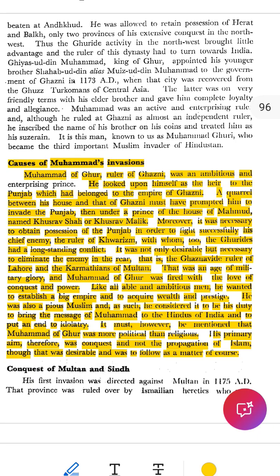A businessman doesn't want just one shop. He wants to open branches everywhere to become the biggest name in the market. Similarly, Muhammad wanted to grow his rule far and wide.